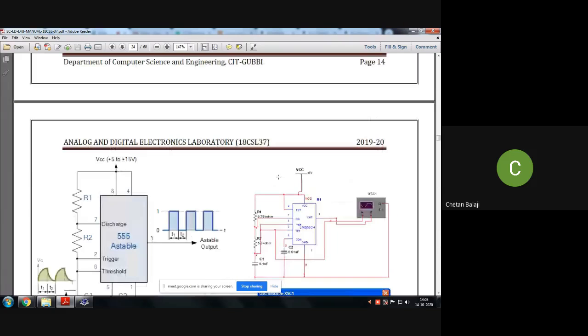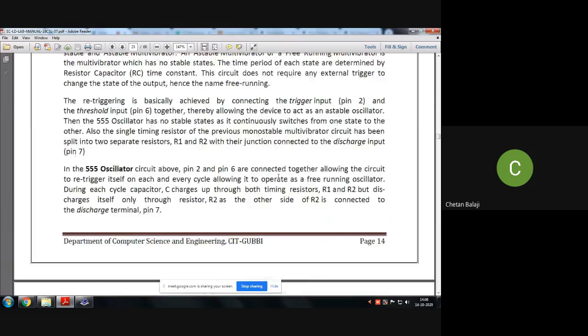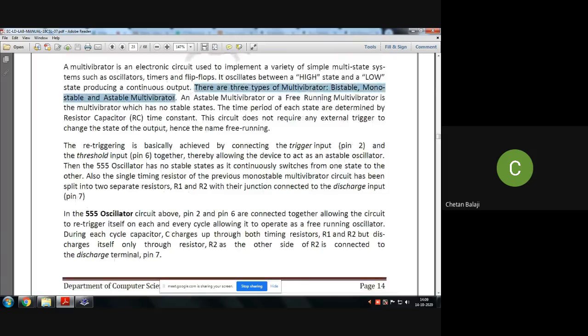Take up this line next. There are three types of multivibrator: bistable, monostable and astable.